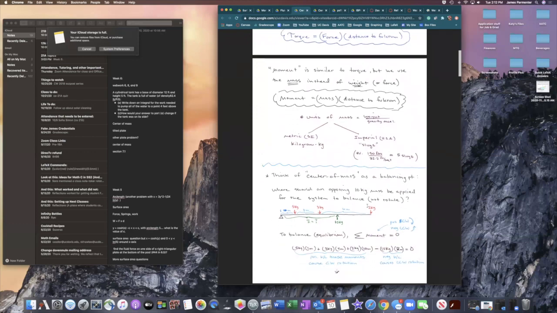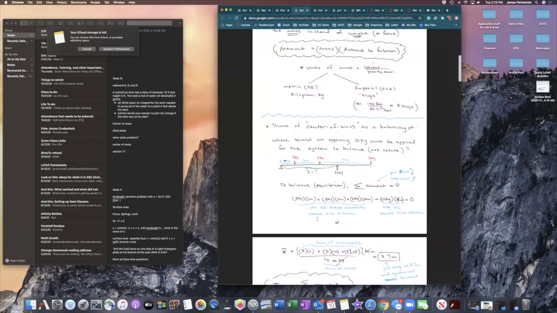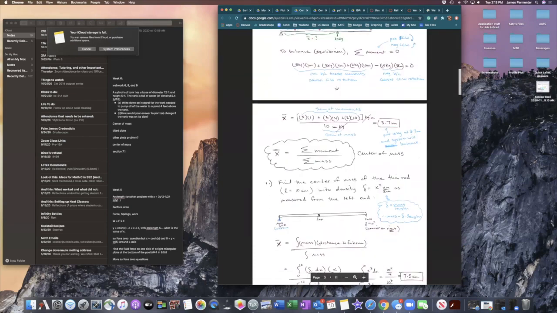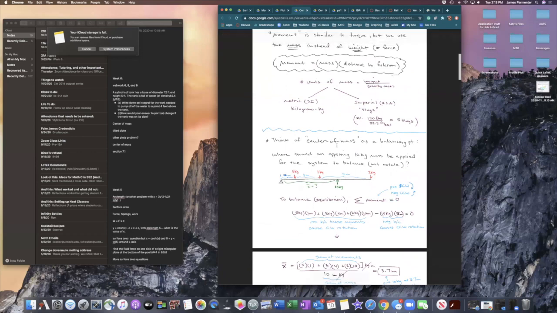The center of mass is kind of like a balancing point. So if we look at this question, it asks, where should an opposing 10 kilogram mass be applied for the system to balance? So here's our fulcrum. Sorry, I feel like this question is, where is this supposed to be? I see. So we're trying to find a balancing point. Where should we place it?